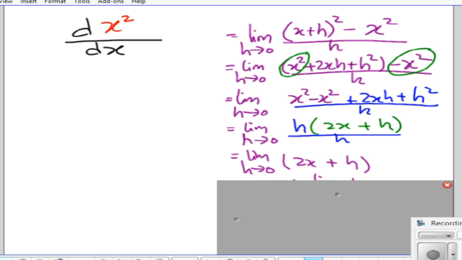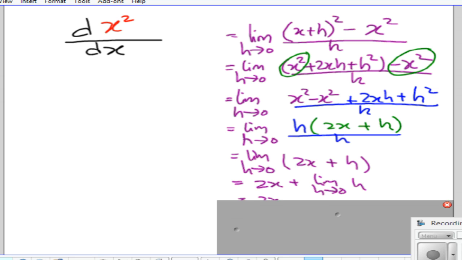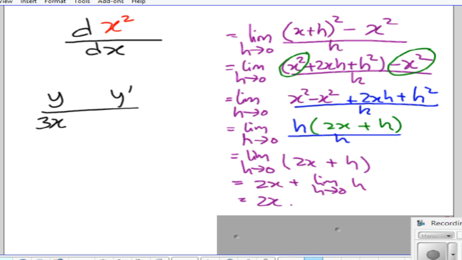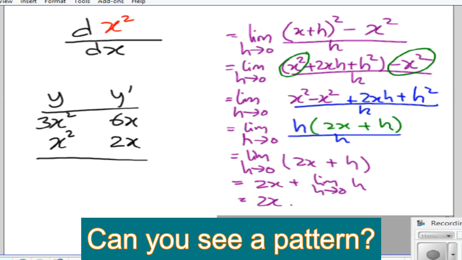And then, as usual, the limit of a sum is the sum of the limits. I have 3x squared, I get 6x. Now I have x squared, I get 2x. Can you see a pattern?